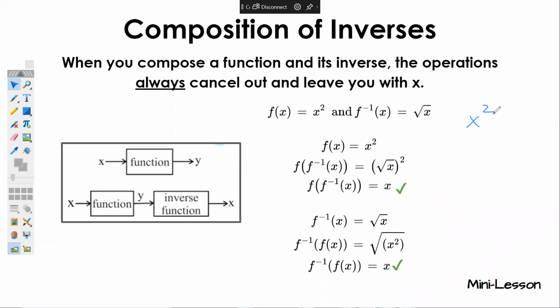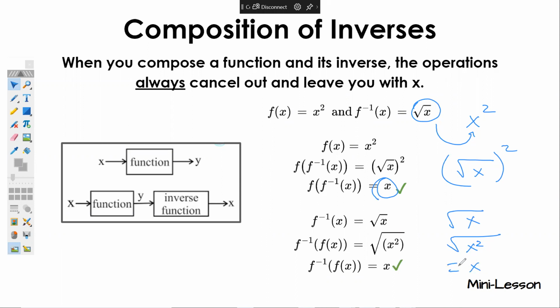So I'm going to take x squared and plug this in for that x. So square root of x, and we're going to square it. What would that simplify down to? Just x, right? Then we're going to do it the other way. We're going to take the square root of x, and we're going to plug in x squared. Well, what would that simplify down to? Just x. So if that's the case, then these are inverses of each other. So you're going to take the composition, do it, and if you get x at the end, then they are inverses of each other.